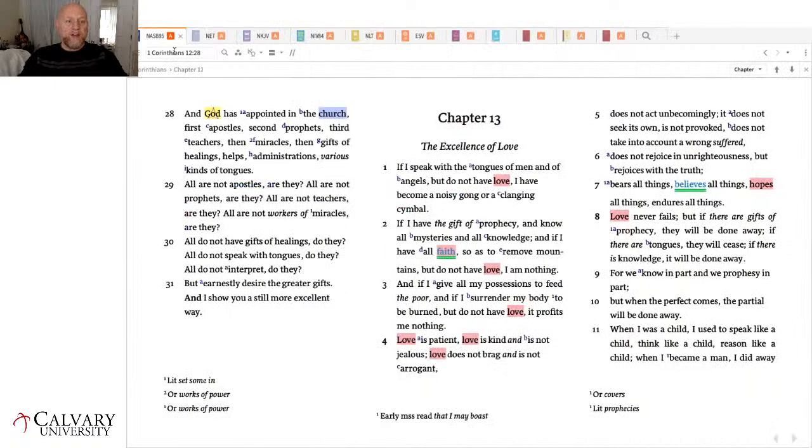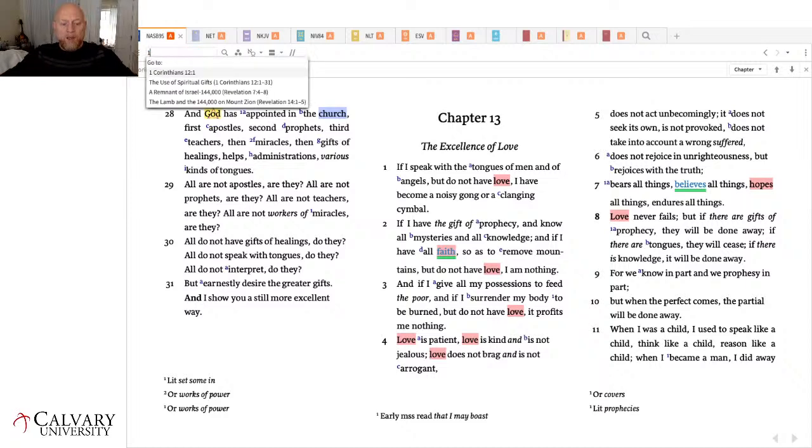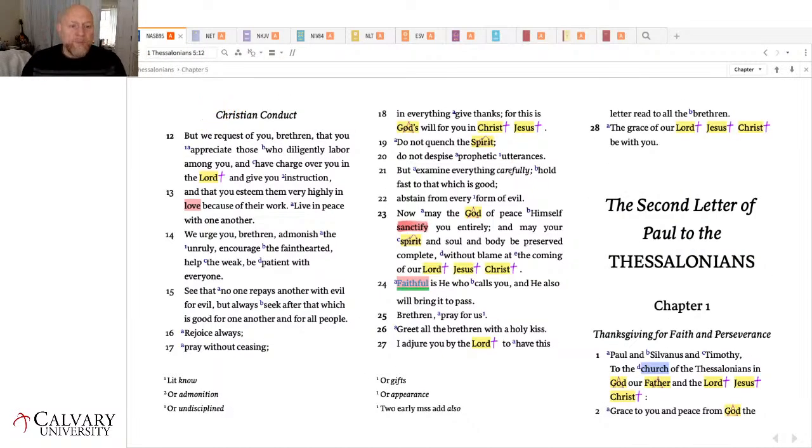Let's look at 1 Thessalonians 5:12 through 14 as well. Okay, so Paul writes to the Thessalonians, "But we request of you, brethren, that you appreciate those who diligently labor among you. What's this labor that they do? And have charge over you in the Lord. What's this charge? What does that mean? And give you instruction." So he's talking here about the leaders of the church, and that they, assuming that they work hard. If they don't work hard, then maybe you need to be more careful about what they have to say. And they have charge over you in the Lord.